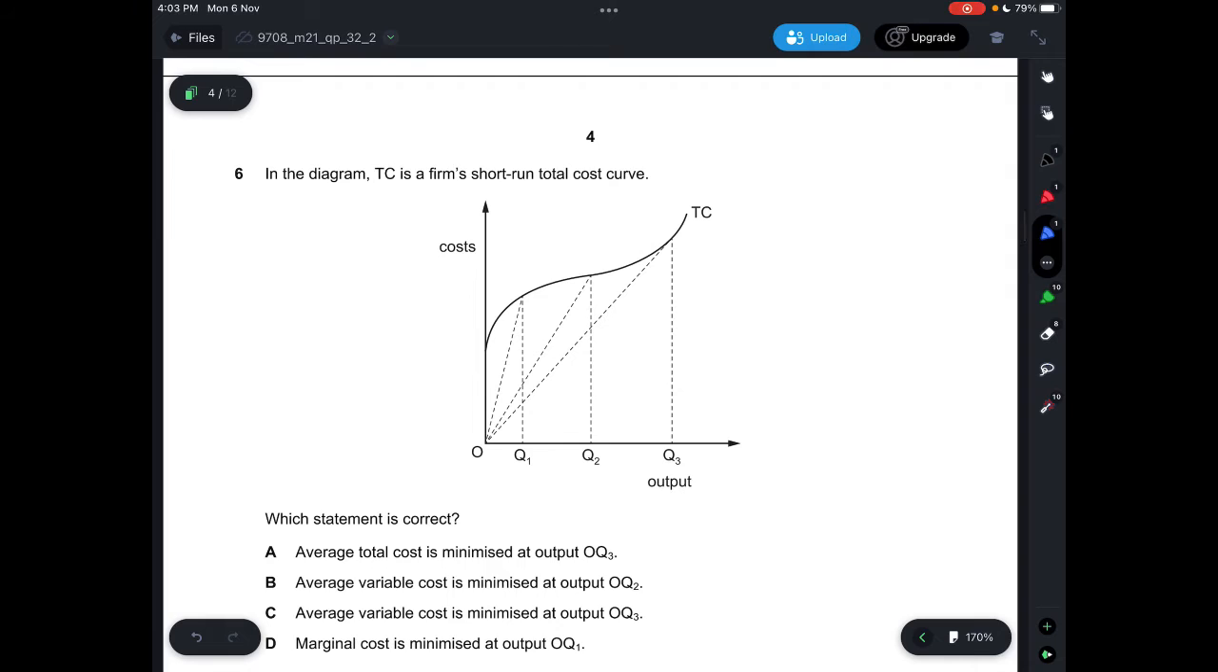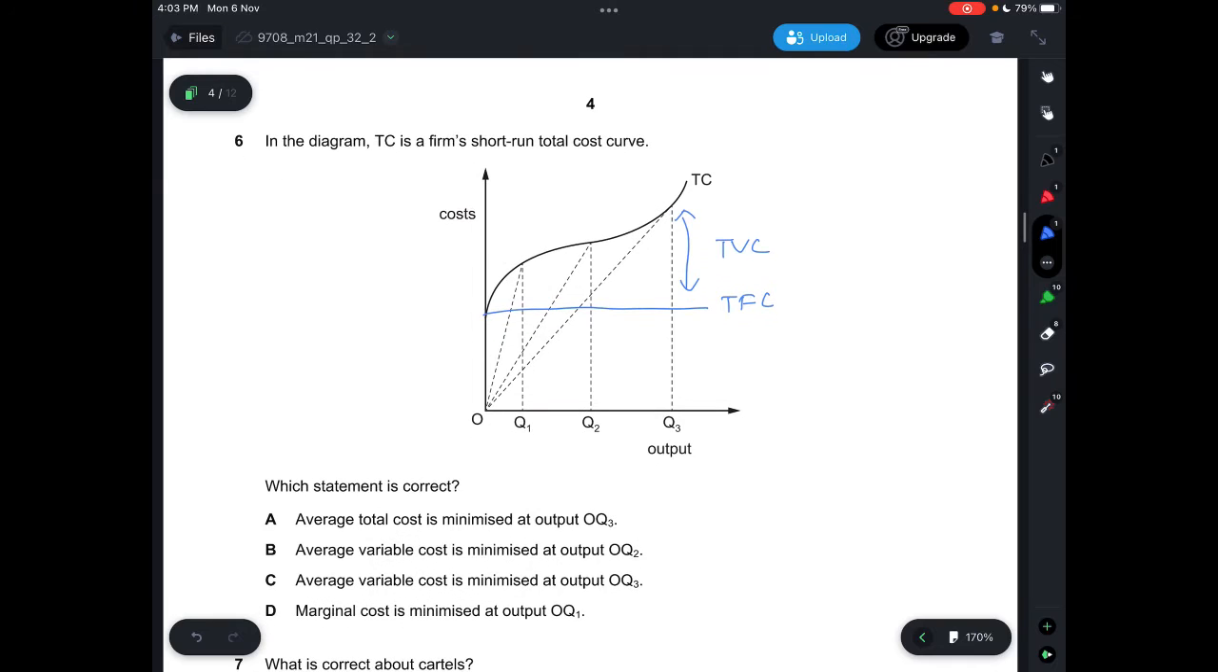Question 6: in the diagram, TC is a firm's short-run total cost curve, and which statement is correct? So if you look here, this is the total cost. This one is the total fixed cost. The difference between the total cost and the total fixed cost would be your total variable cost. So A says average total cost is minimized at output OQ3. That one will be correct, because you can see here the curve itself is increasing at a decreasing rate, then increasing at an increasing rate, but it's only still at this point rather than here at this point. So yes, this one will be correct, but let's look at the other three options.